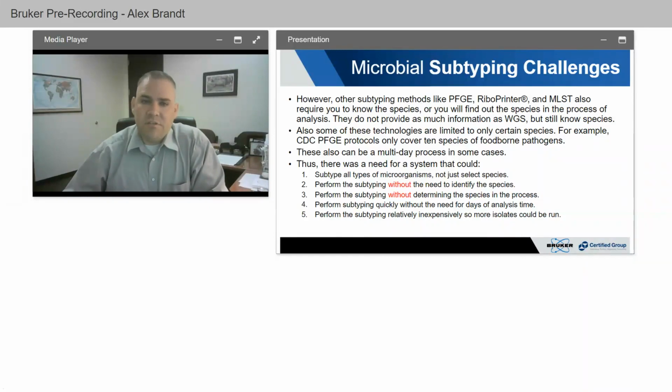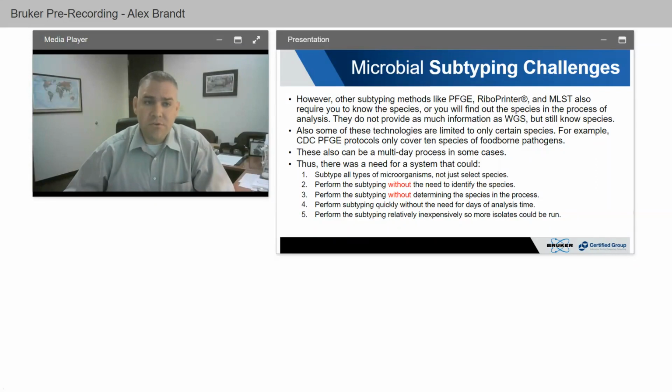Also, some of these technologies are limited to only certain species. For example, the CDC PFGE protocols only cover about 10 species of foodborne pathogens. So what about all the rest of the foodborne pathogens? What about the spoilage organisms? Can't really use PFGE for all of those. And many of these technologies can be a multi-day process in some cases.